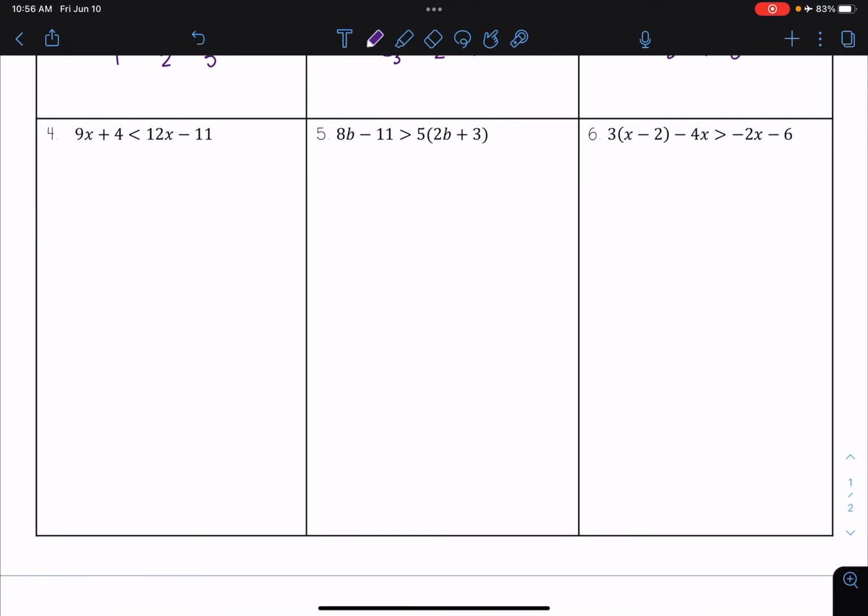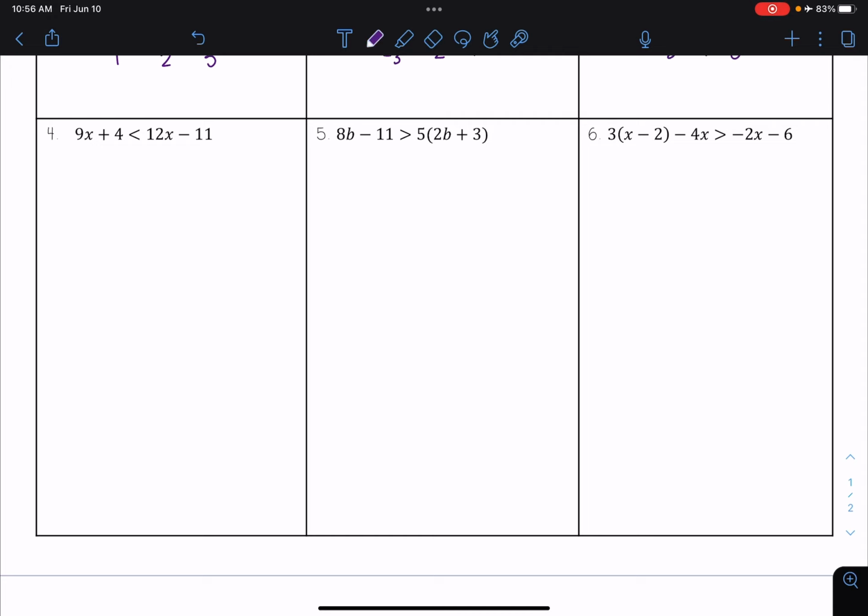For this next example, we have 9x plus 4 is less than 12x minus 11. So I want to go ahead and solve this inequality. There are a couple of different ways that you could go about going through this. I could subtract 9x from both sides so that I avoid a negative so I don't have to flip my inequality. Or since we do want to read it as x is less than or greater than some number, you could move the 12x. So I'm going to go ahead and move the 12x, but just know that there are multiple ways that you can do this.